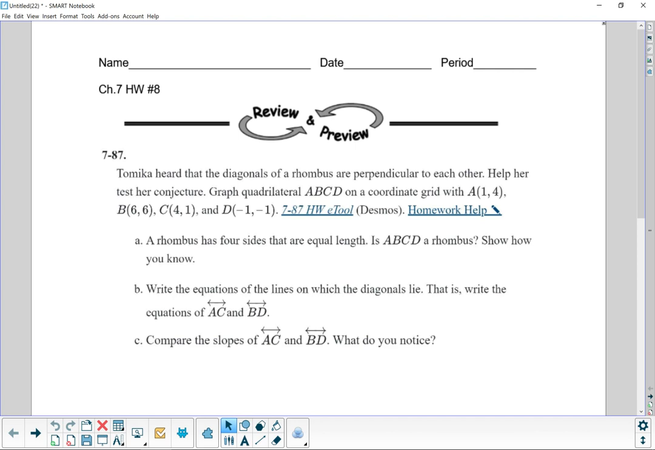The diagonals of a rhombus are perpendicular to each other. Help or test for conjecture. Graph quadrilateral ABCD on a coordinate grid with A equals (1, 4), B is (6, 6), C is (4, 1), and D is (-1, -1). You can use the E tool if you need.